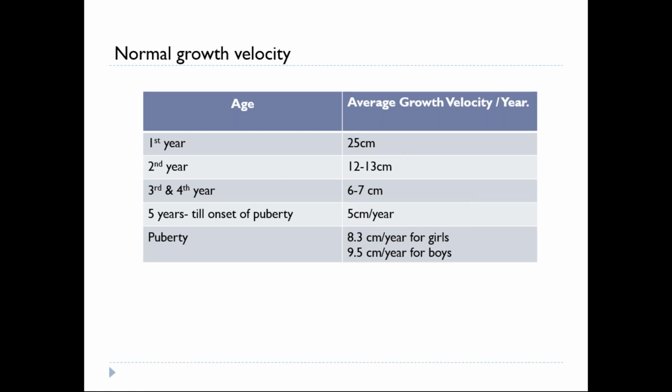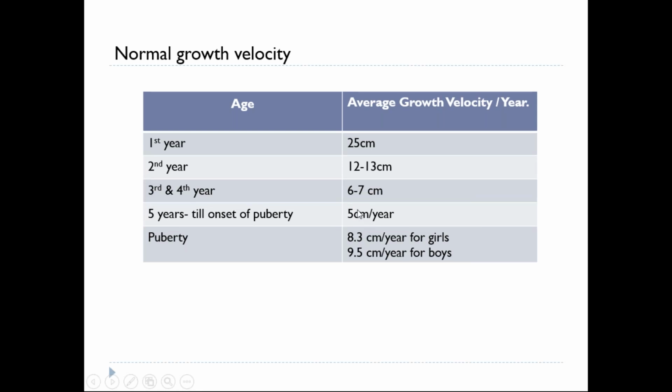So the growth velocity is the number of centimeters of length or height the child will gain per year. In the first year it is maximum, 25 centimeter; this is just an estimate. In the second year, it is approximately 12 to 13 centimeter per year. As the child grows after the first year, you can see the growth velocity slows down. From 5 years to puberty, it is 5 centimeter per year.